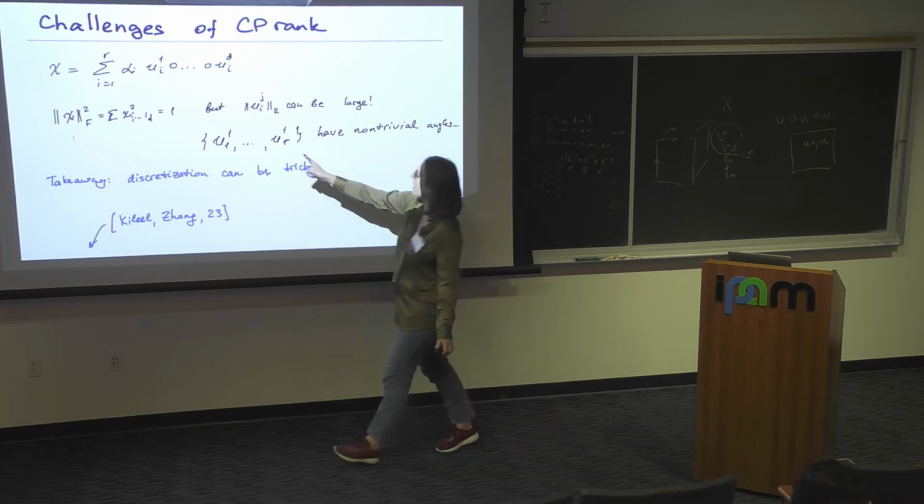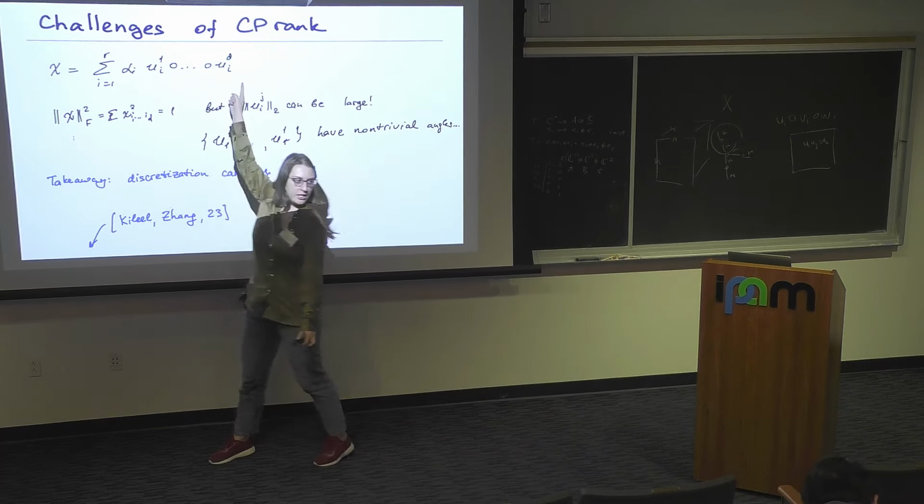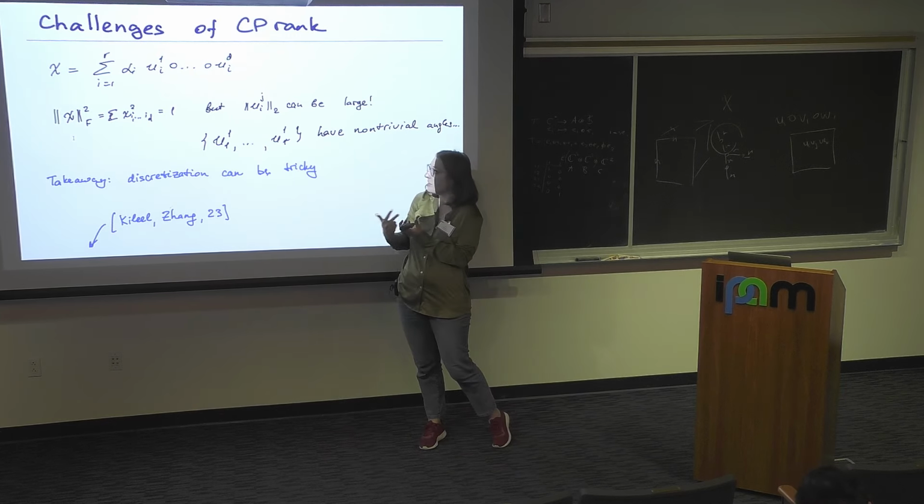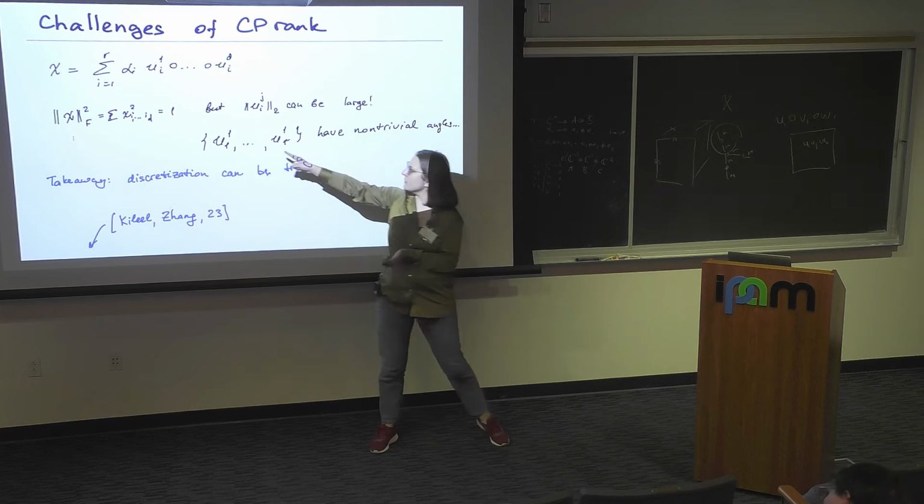Let's discretize every r-dimensional subset for each of them. Let's discretize every particular basis vector. But this actually can't work this way. Why can't it work this way? Well, because they could have angles.